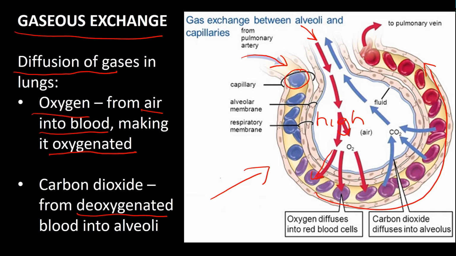And what's happening to the blue as the blood flows past the alveolus? The blue is disappearing, which means that that carbon dioxide is moving from a high concentration in the blood to a low concentration in the alveoli, and then you can breathe out.